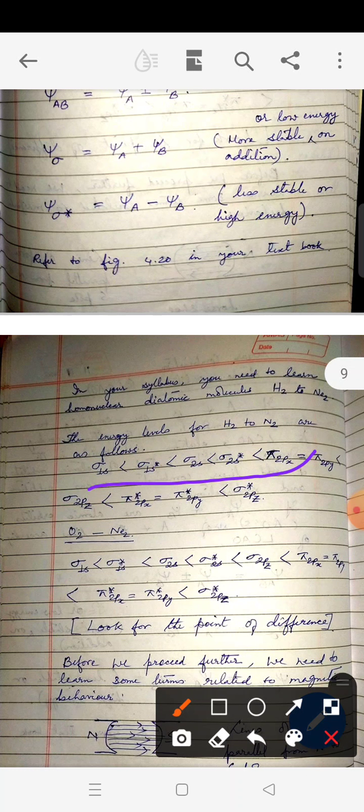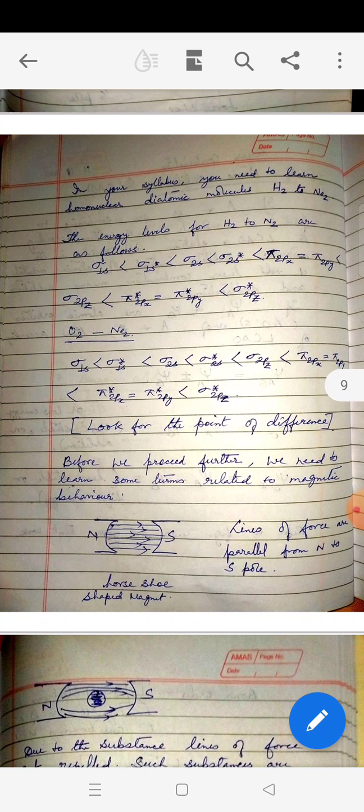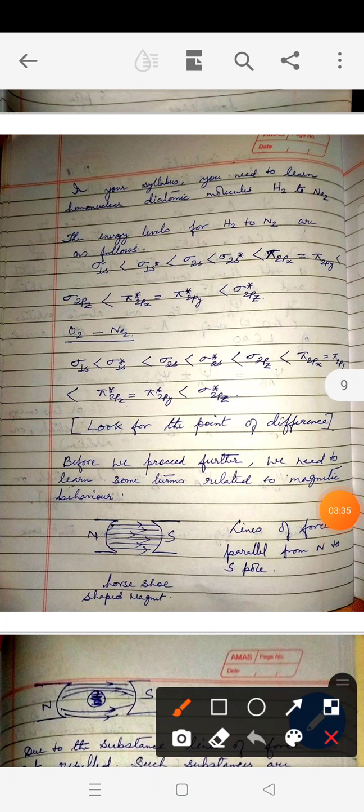Now before we go to actual molecules, let us try to learn some of the terms. The two terms which will be coming across quite often here are paramagnetic substance and diamagnetic substance. As the name suggests, these have something to do with the magnetic behavior of a substance. Now you know all elements are made up of electrons, and electrons have their own spin, they are revolving around the nucleus, so they produce their own magnetic field.